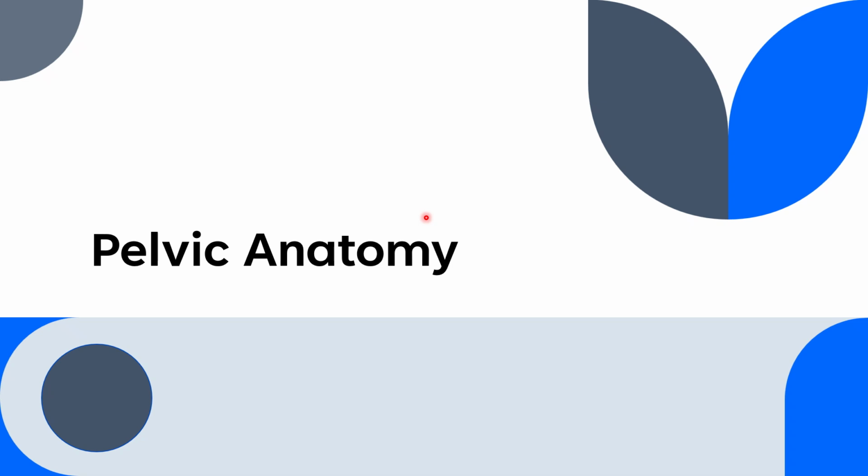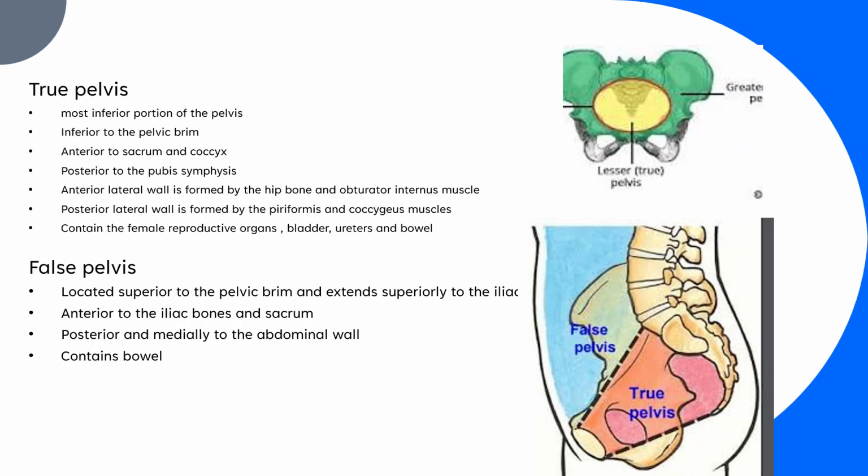So first we're going to take a look at the pelvis itself. It's separated into two parts. We have our true pelvis and our false pelvis. Now the true pelvis is demarcated by what we call the pelvic brim here, and that's outlined by this red line here. So anything caudally or inferior to that pelvic brim would be considered our true pelvis.